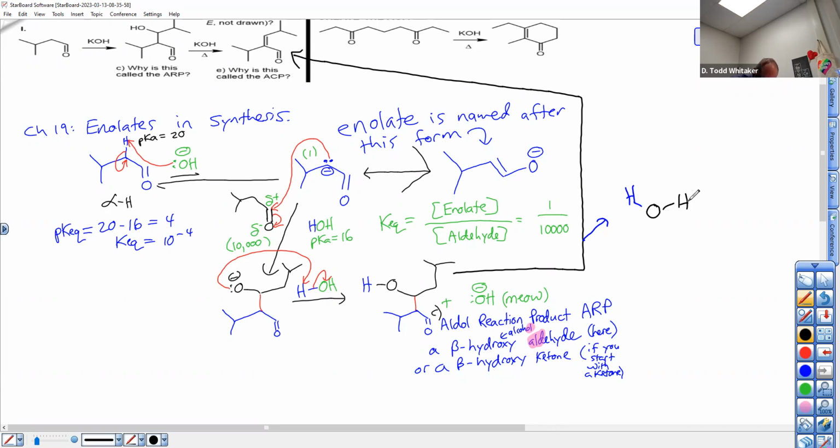How about I do it this way? Make your life easier. That actually gives away something, doesn't it? Blue implies that this H here is also blue. The blue on the carbon means that's a blue H.